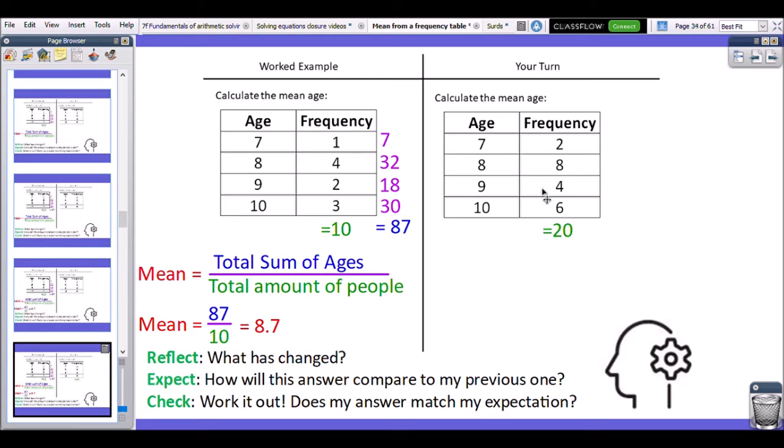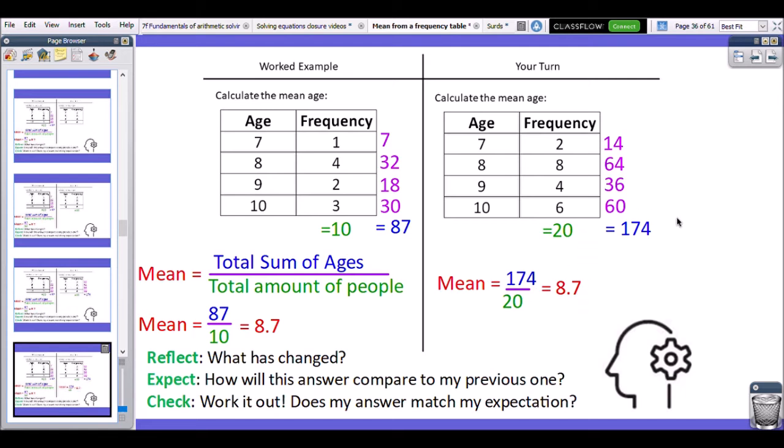Alright, so for yours, your total frequency is 20. So instead of 10 people, there are now 20 people. And then the total sum of the ages should have been 174. Because everything's been doubled, does that mean that my mean has been doubled? Well, actually, no, it stayed exactly the same.